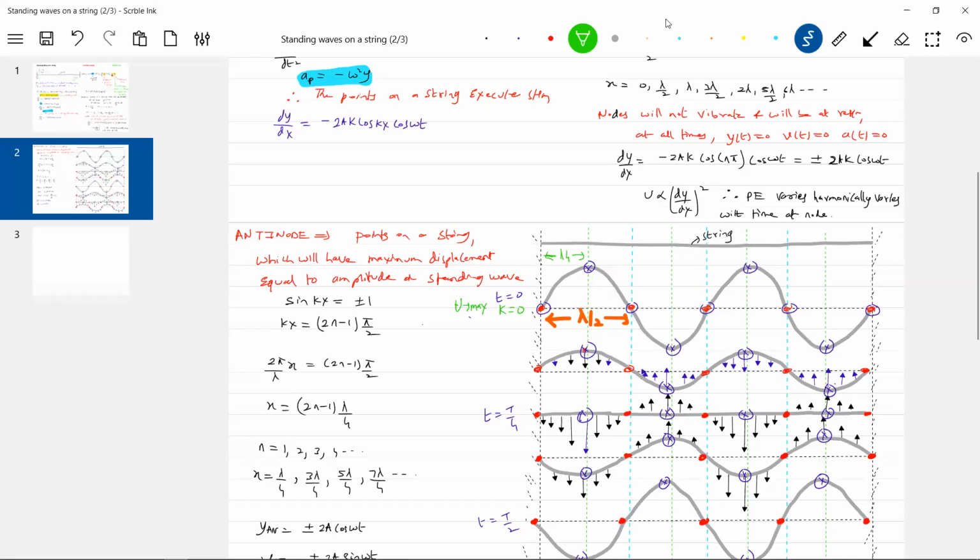Kinetic will be 0. What about here? U non-zero, K non-zero. Here what happened? K max will be non-zero. Kinetic energy will be maximum. I'll write it.